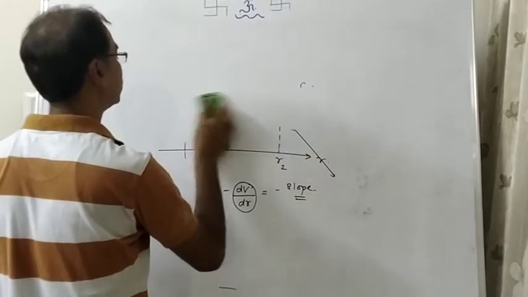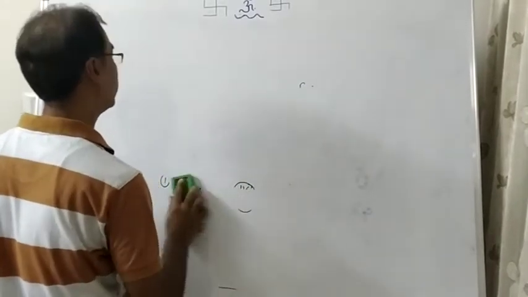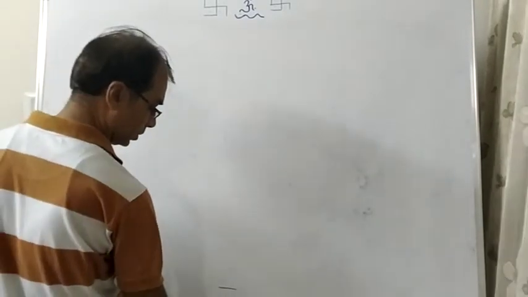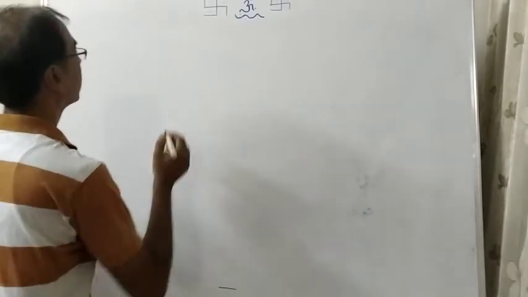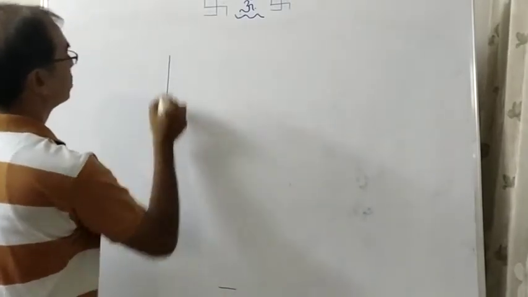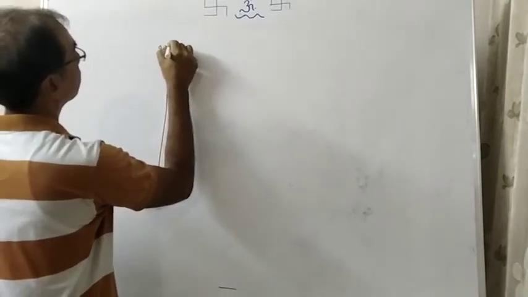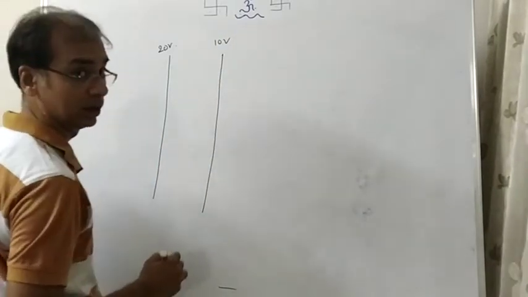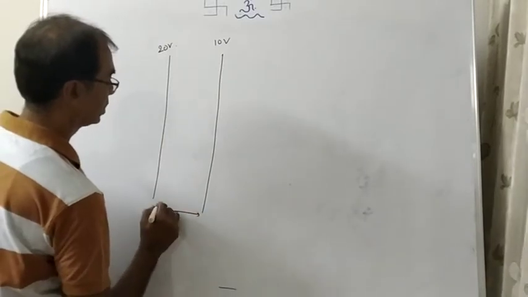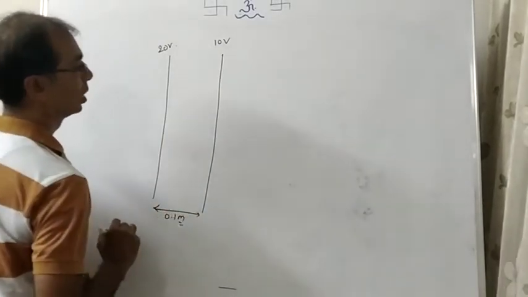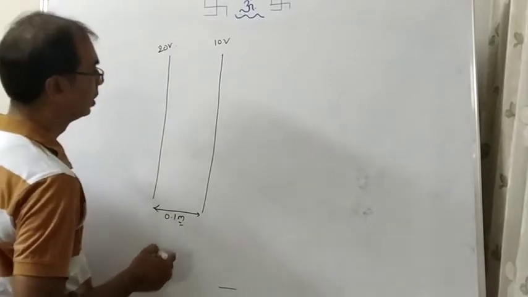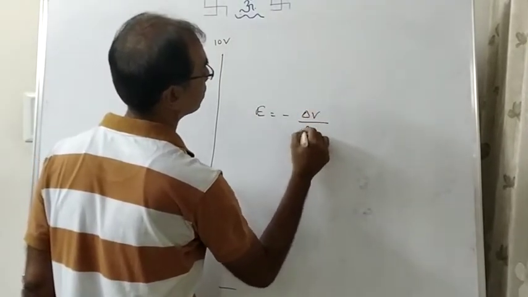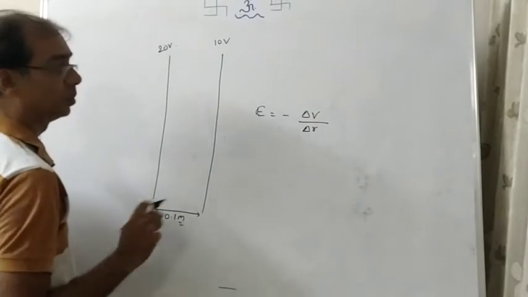First I am going to ask a very simple question. As we already know, electric field actually acts from higher potential to lower potential. So if we say in this zone the potential is 20 volt, here is 10 volt, and I have to find electric field between them. The gap between them is 0.1 meter. So how is the electric field? Again the formula is the same, minus delta V by delta R.